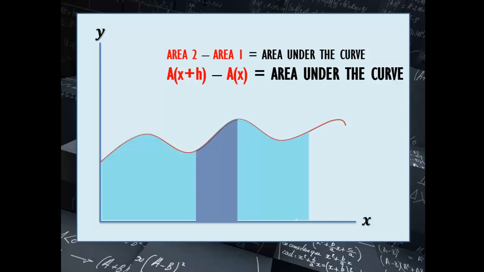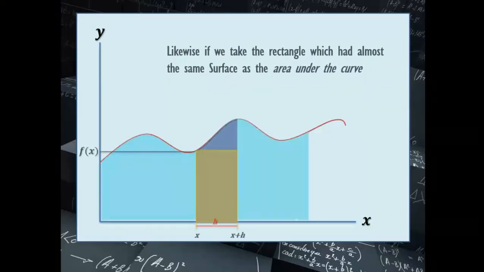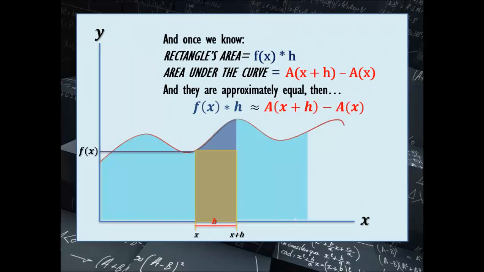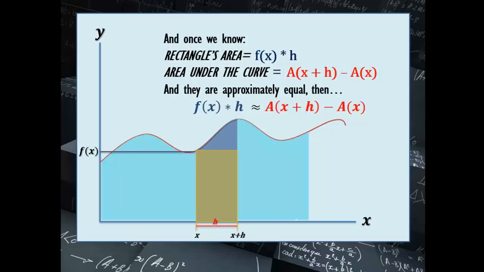Now, if we take a rectangle that had an area almost equal to the area under the curve again, and considering the area of that rectangle is h multiplied by f of x, and the area of the surface under the curve was area 2 minus area 1, then we deduce that f of x is approximately equal to the subtraction of a of x plus h, namely our area 2, minus a of x, our area 1.